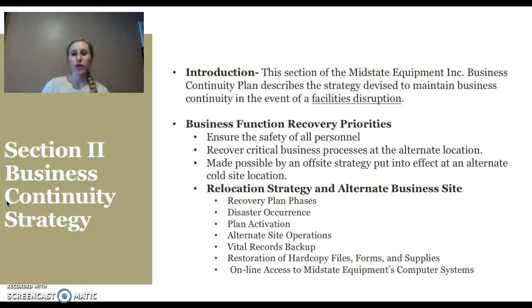The relocation strategy and alternate business site consists of recovery plan phases: disaster occurrence, plan activation, alternate site operations, vital records backup, and restoration of hard copy files, forms, and supplies, as well as the online access to Midstate Equipment's computer systems. Midstate Equipment uses Dropbox for all of their files, which can be accessed from an alternate location.